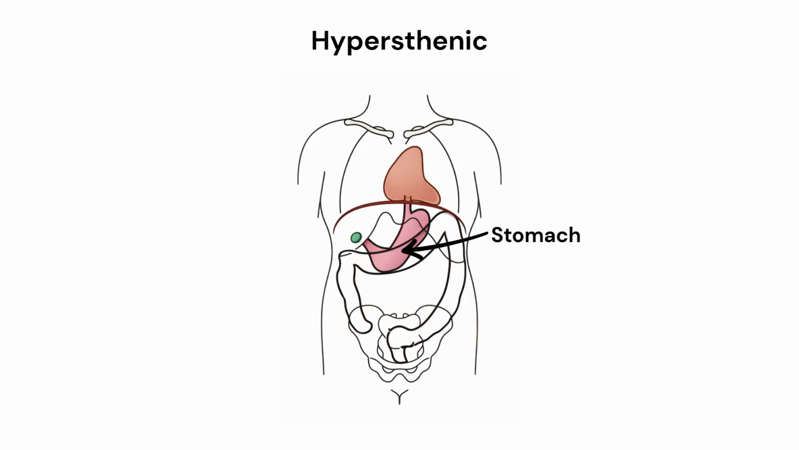The stomach is also positioned higher and more horizontally within the abdomen. This affects the expected location of the gastric bubble on imaging.